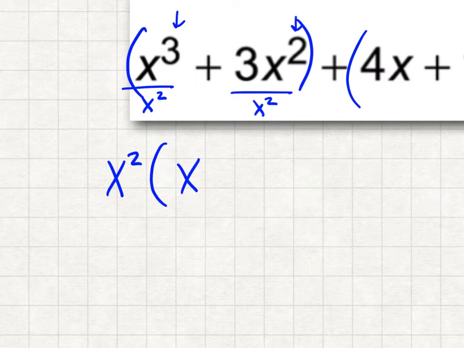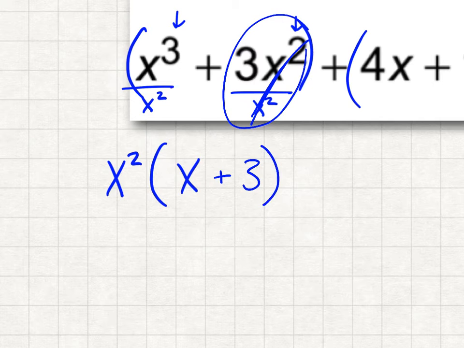What you take out, you put on the outside. What you're left with stays on the inside. So we have x squared, and we take away 2 of the x's. So are we left with any x's here? No. So what are we just left with? 3. Do we keep the plus sign in the middle? Yes, keep the plus sign in the middle. Is it always going to be divided by 2? Not always.